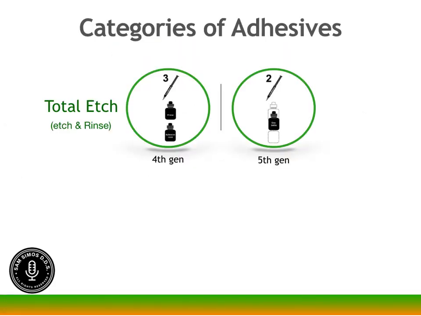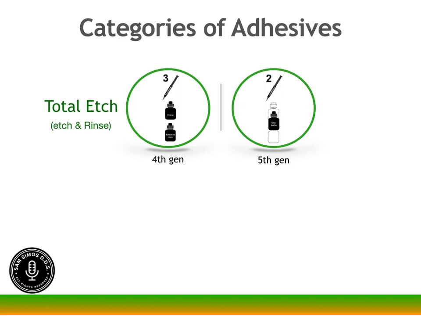Next, we're going to talk about the different categories of adhesive. One, so that you understand what's on the market today. The other, so that you understand what kind of adhesive you're using in your office today. Because a lot of times the clinical situation dictates that we use a different kind of adhesive. So let's talk about the total etch or etch and rinse.